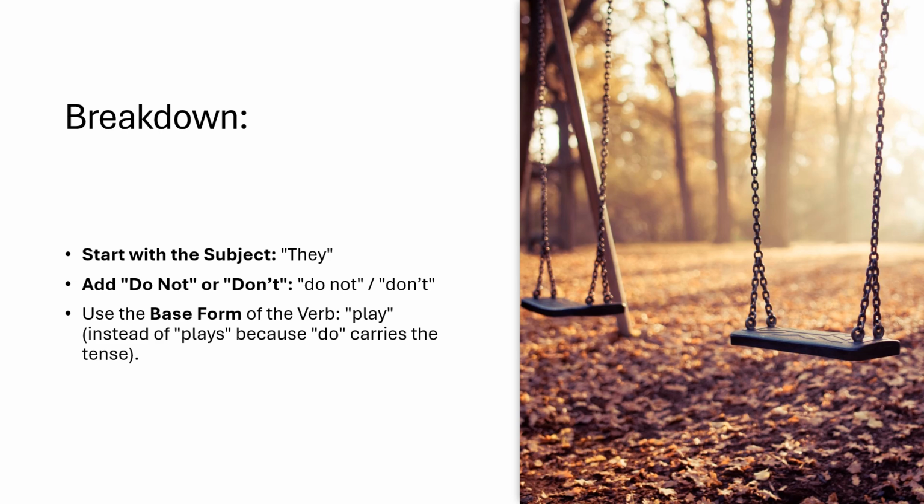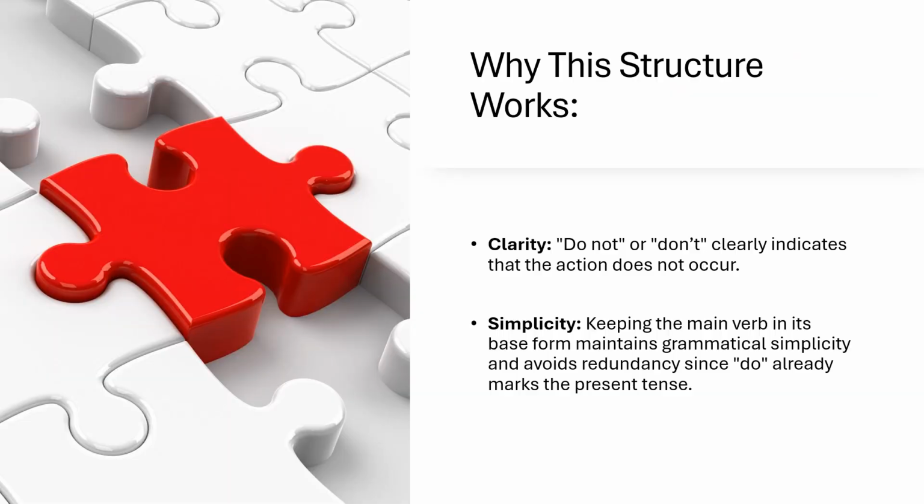Now let's break down this sentence. Start with the subject they. After the subject they, add do not or don't, and then use the base form of the verb play instead of plays because do carries the tense. How and why this structure works. Number 1, clarity. Do not or don't clearly indicates that the action does not occur. Keeping the main verb in its base form maintains grammatical simplicity and avoids redundancy since do already marks the present tense.